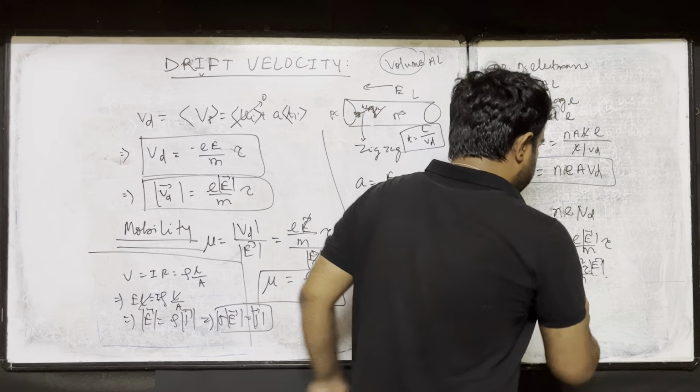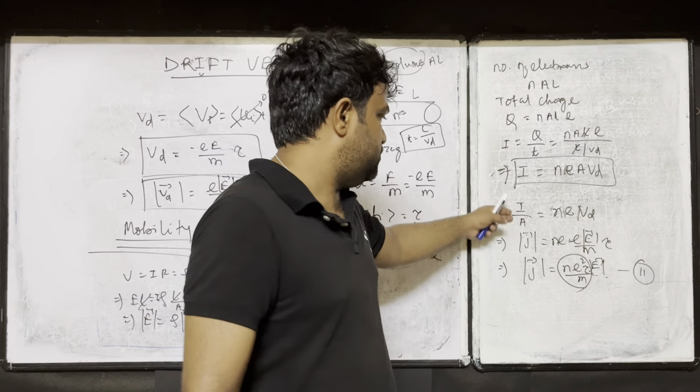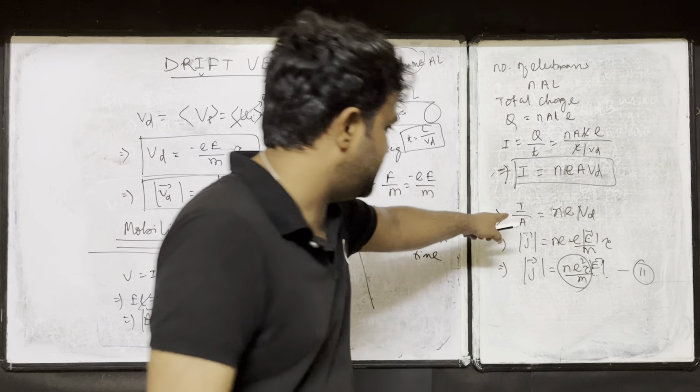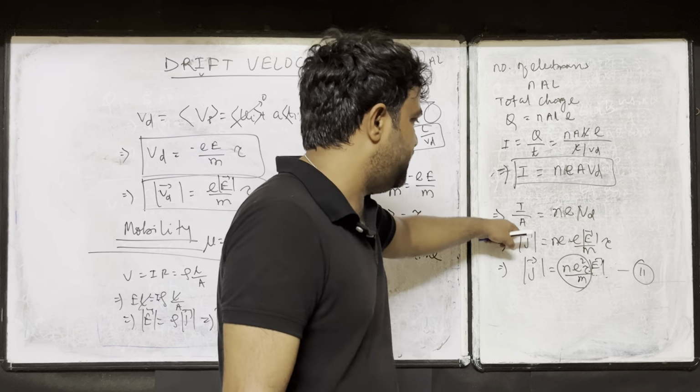Current density is a vector. How? Because we are dividing current by area. Current has no direction, we are not considering it a vector, but area is a vector, so dividing by a vector, J is a vector. The J direction is the same as the field direction.